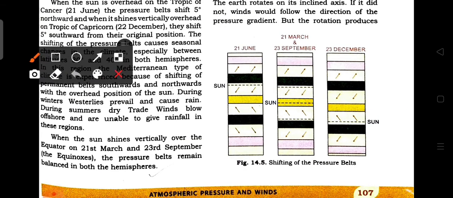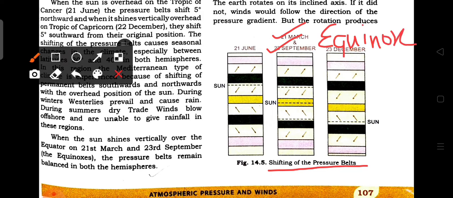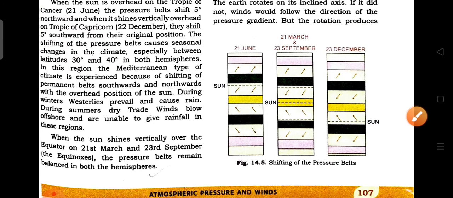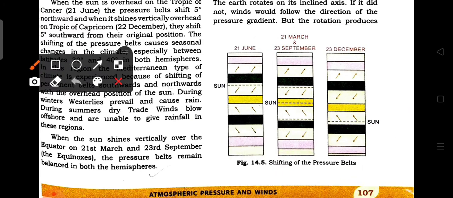From this picture, we are able to know about the shifting of the pressure belt: on 21st March and 23rd September, the equinox situation, the pressure belts remain balanced in both the hemispheres. But during 21st June and 22nd December, the pressure belt shifts 5 degrees north and south. So, in December it shifts 5 degrees to the south, and in June to the north.